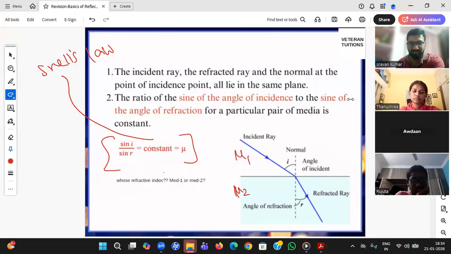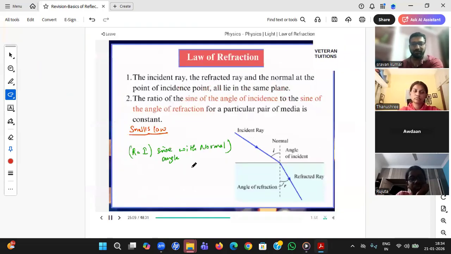Second medium to the first. Yes, you're absolutely right. So let me explain that as per Snell's law. Student, first of all, I need to apply Snell's law at the junction, at the point of incidence. Let me apply Snell's law. What does Snell's law say?